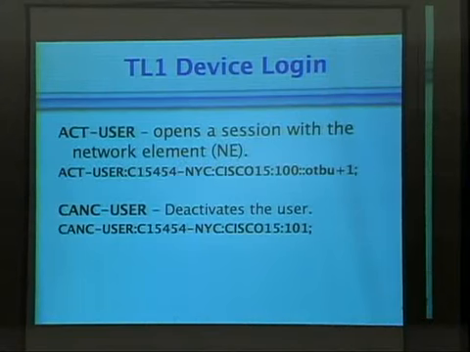The first thing one needs to know about how to get in and log out of the devices would be these 2 commands. One would be ACT-USER, which activates the user via login and password, and CANC-USER, which cancels the user's access to a device. So in these 2 examples, you're activating the user C15454-NYC. That is the device. Cisco15 is your login, and OTBU+1 is the password. And the same goes for the cancel user.